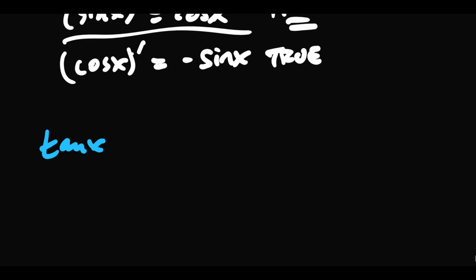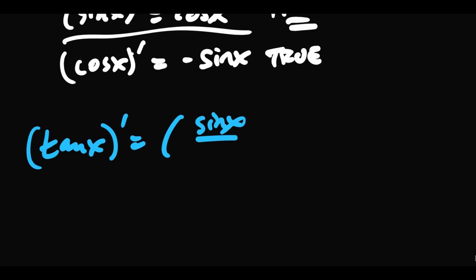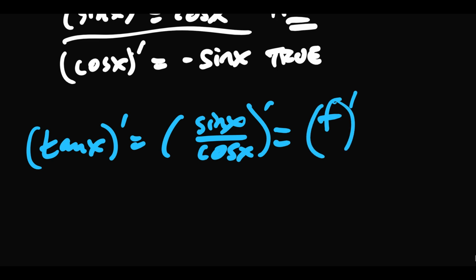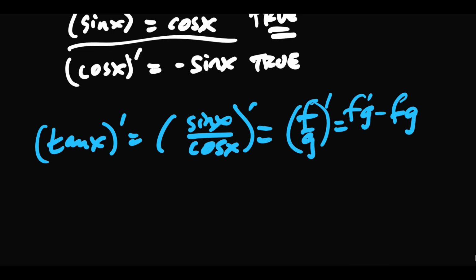So if you have tangent of x and you want to find its derivative, that's the same thing as sine of x over cosine of x. You want to find its derivative, so this is the quotient rule: f over g prime is f prime g minus f g prime over g squared. So here we go: the sine is the f and the cosine is the g.